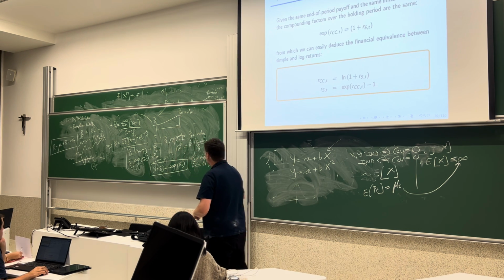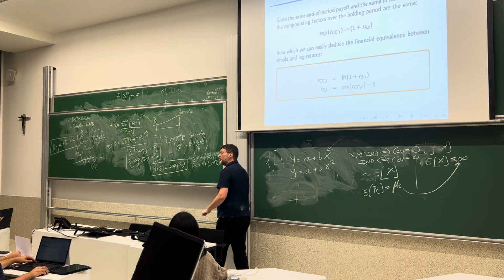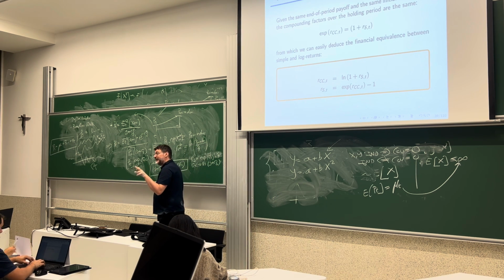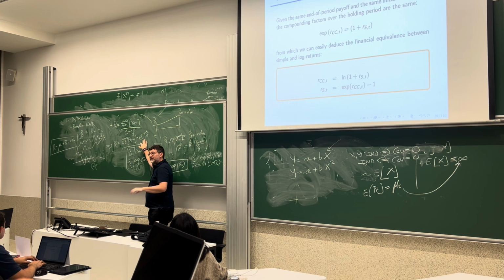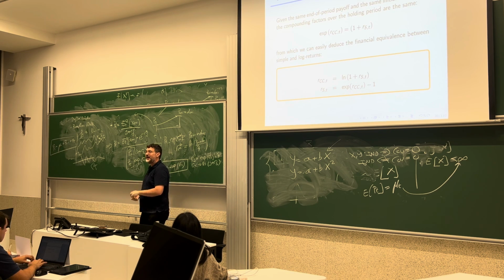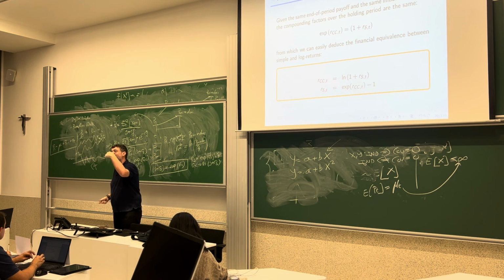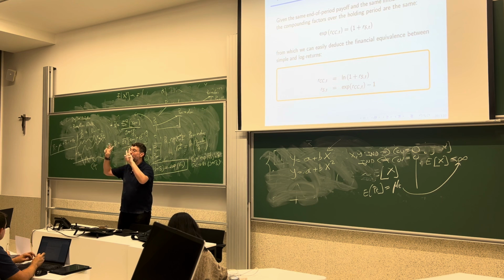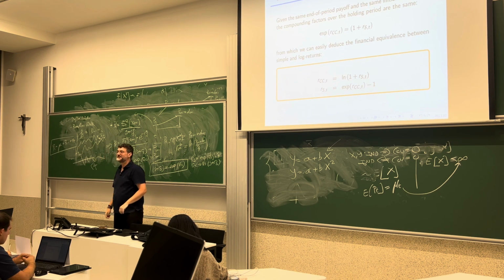So simple returns, log returns. In the Black-Scholes models, in derivatives, you're going to see this notation always. Then you know that when they say returns, they mean log returns. And the assumption of log returns is that they are normal. So they are working with log normal prices. Alright?